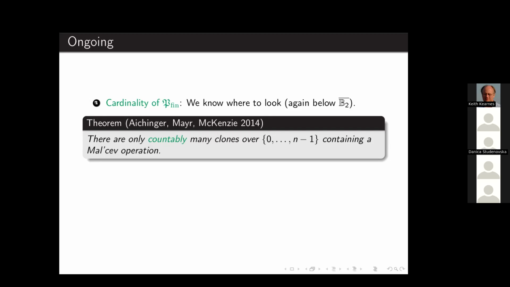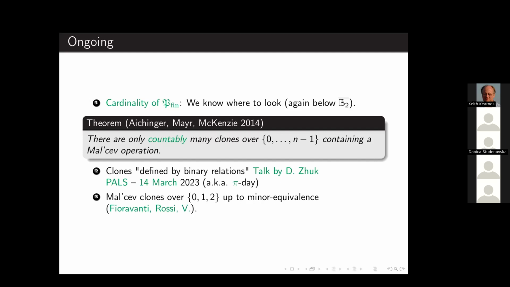And the last 2 steps. In the next talk, in 2 weeks, again at PALS, Dima is going to talk about clones defined by binary relations, so clones that are of the form Pol of some relations, but all the relations are at most binary. So in 2 weeks.